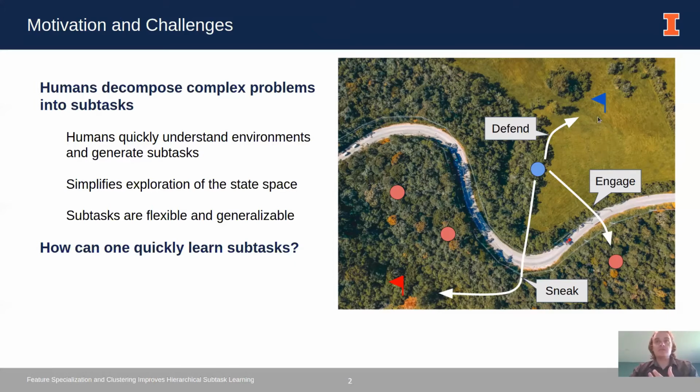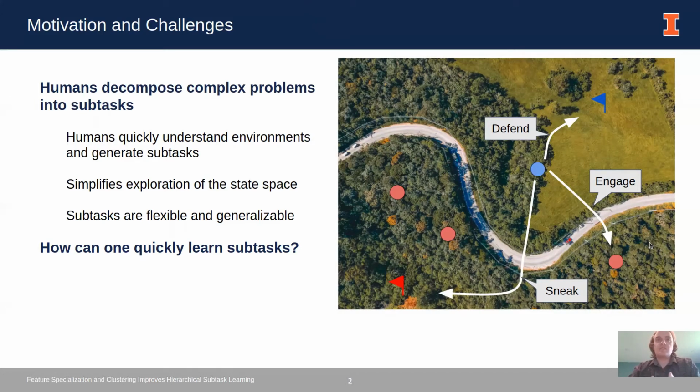A human is able to look at this problem and quickly identify potential subtasks which can solve the environment, such as going back and defending its flag, going off and engaging isolated enemies, or sneaking around the enemies and going directly for the flag. The main benefit of this type of representation is that it simplifies exploration of the state space over traditional RL methods, which would only use primitive actions such as moving left, down, up, or right to solve this game. Additionally, these subtask representations are generally more flexible and generalizable to small changes in the environment, such as an enemy's position changing.